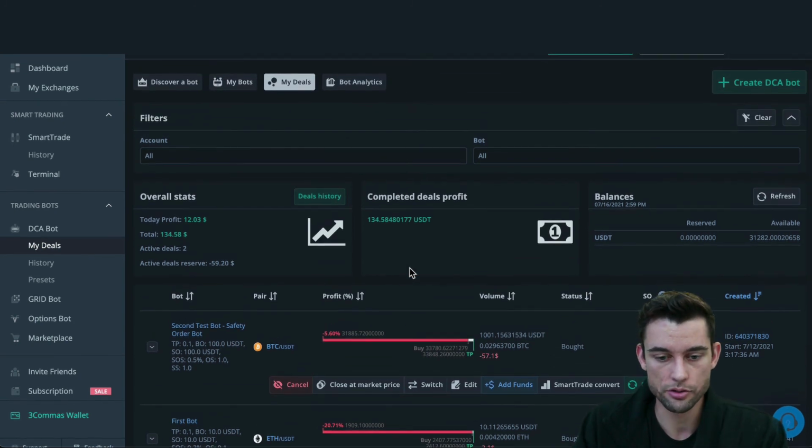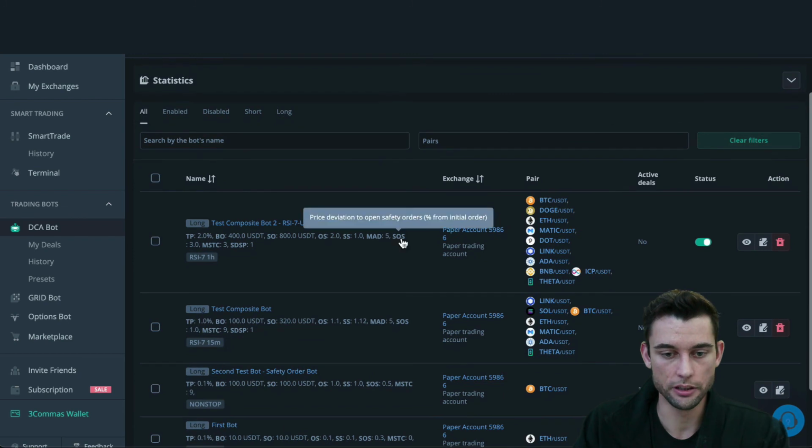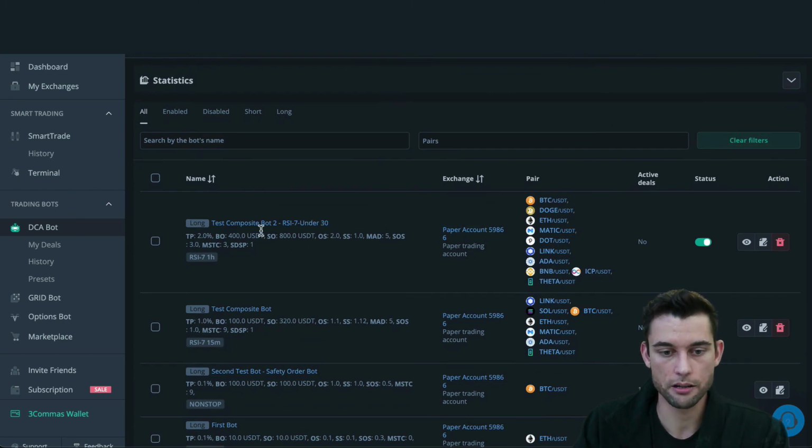So what we're going to do is go to my bots, and we're going to simply see right here, test Composite Bot 2, RSI 7 under 30, and you can see everything that we just set up, and it uses all of these different coins. So this is literally what we just said. The status is set to on, so it is on. Once the parameter is hit, then it will actually be hit.